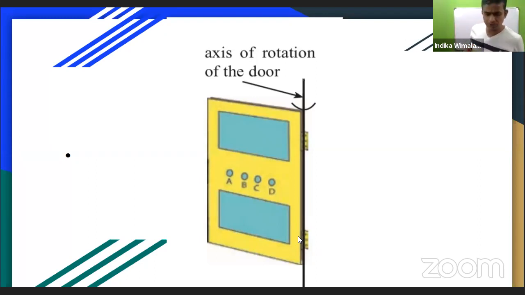Next question. If you apply the force very close to the axis of rotation or far from the axis of rotation, out of these two options, which one makes it very easy to open or close the door? Very close to the axis of rotation, or very far from the axis of rotation?